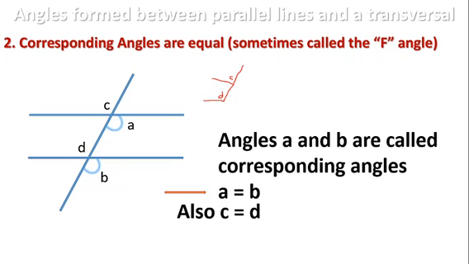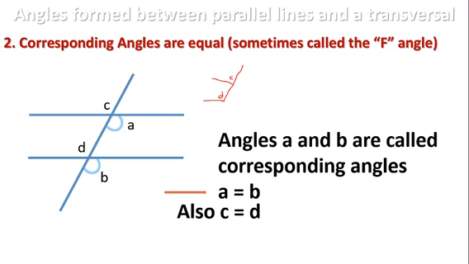Okay, so we have talked about the Z angle, we have talked about the F angle. The Z angle is called alternate angles, which are equal in form of letter Z. We also said the F angle, they are corresponding angles, and they are also equal in form of letter F. And if you remember, we also mentioned vertically opposite angles. They also form a letter X. You remember that? Okay, all of those are equal.